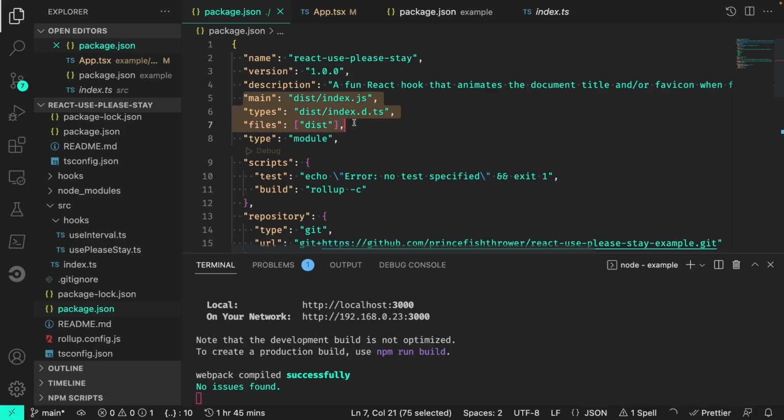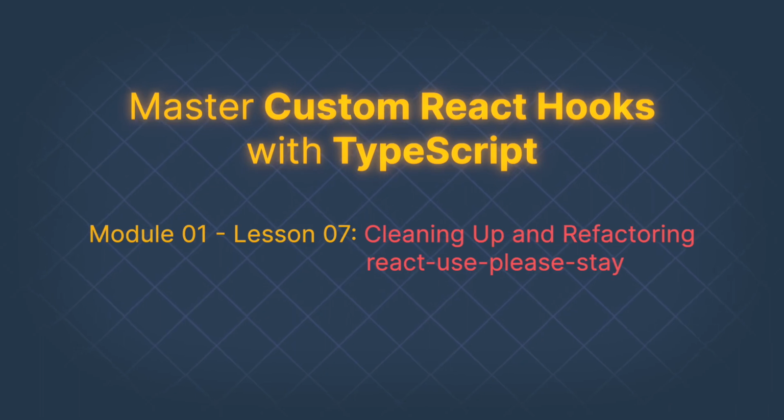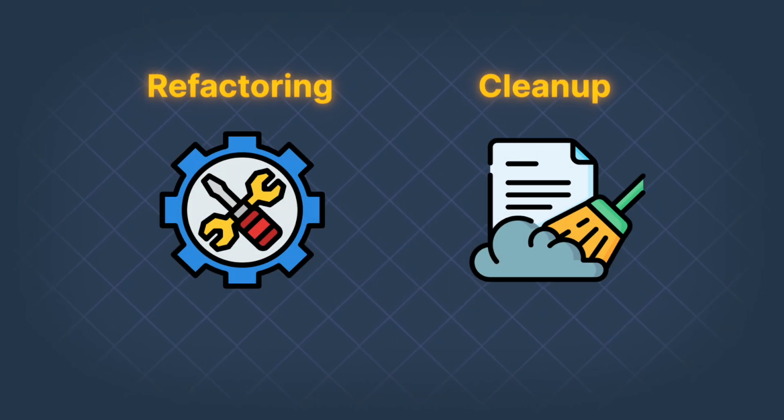And we finally imported our hook directly from our linked package and ran our example project to make sure that everything was working. In the next lesson, we will clean up and refactor what we have built so far. With the new ability of using NPM link to test our hook, it'll be much easier for us to do some refactoring and cleanup in the source codebase.